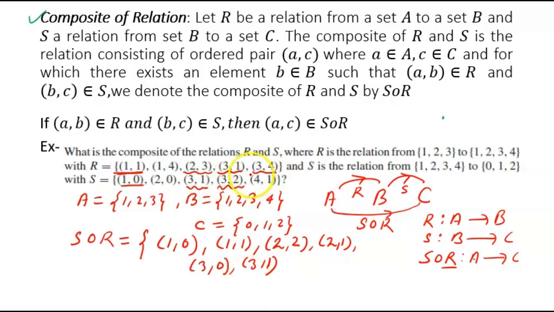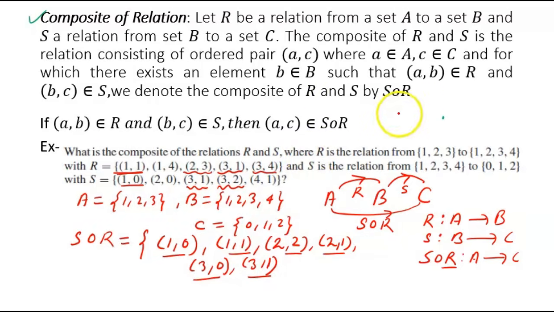Now is there any other possibility? I think we are done. We have elements like 1 comma 0, 1 comma 1, 2 comma 2, 2 comma 1. We can write 2 comma 1 and 2 comma 2; the order is not important in a set. And then 3 comma 0 and 3 comma 1. So I hope you have understood the composition part.